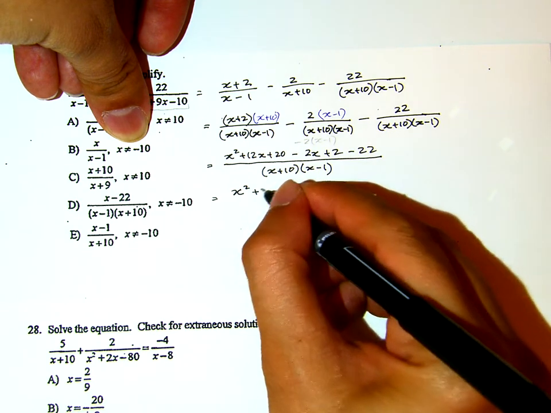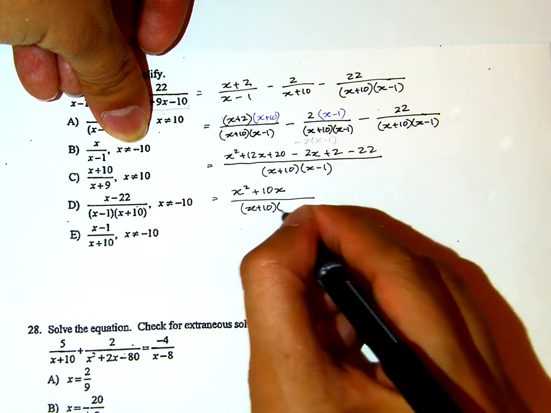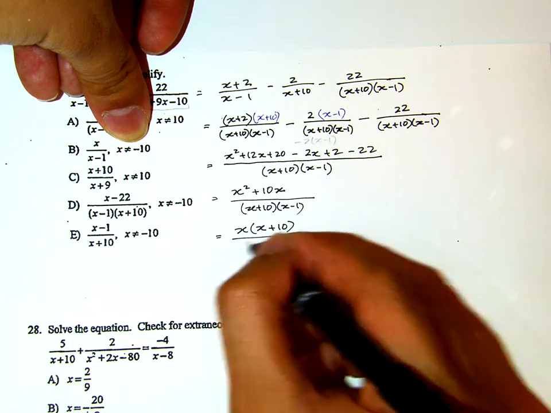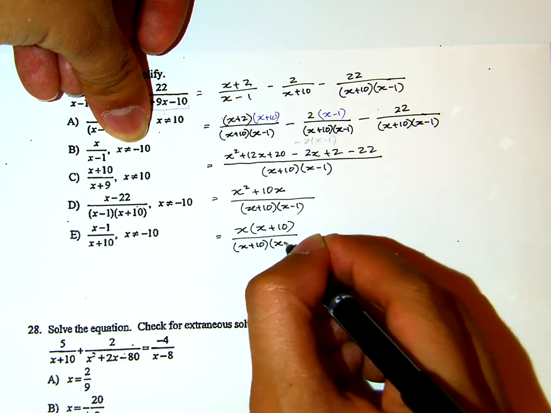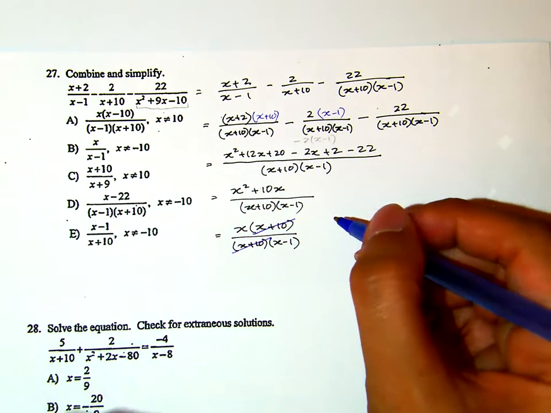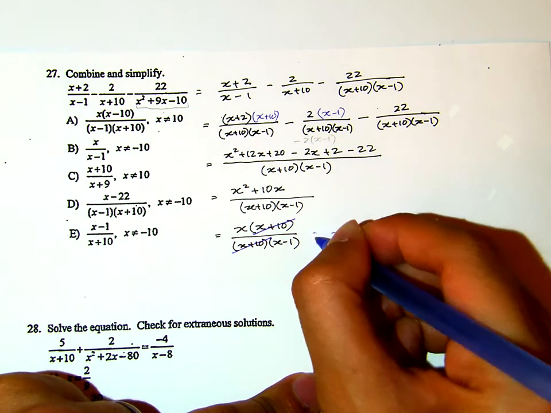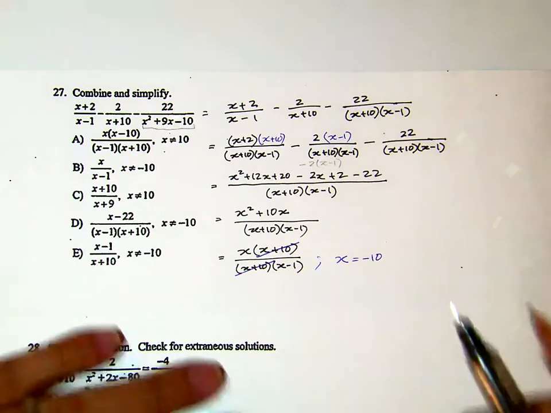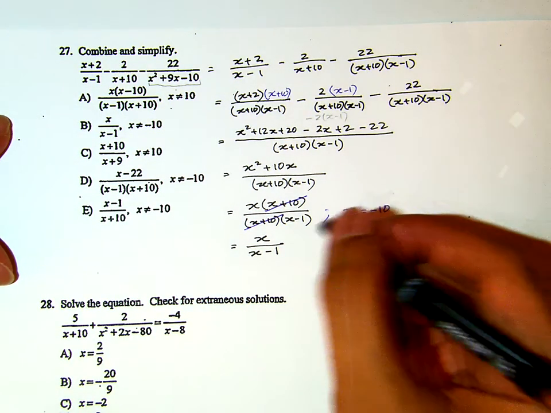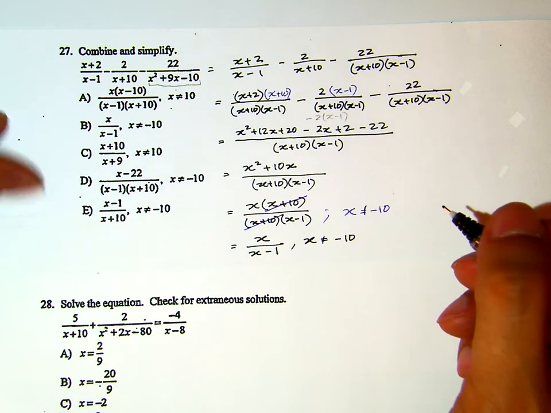Now from here I will combine like terms: x squared plus 10x only on the top, and at the bottom I have (x + 10)(x - 1). I can factorize the top, common factor x. Now here I will cancel x + 10, right? But when you cancel x + 10, it implies x + 10 is not equal to 0, or x is not equal to negative 10. That's the requirement. Therefore, the final answer, the simplified version, will be x over x - 1, provided that x is not equal to negative 10. From there we see that the answer is B.